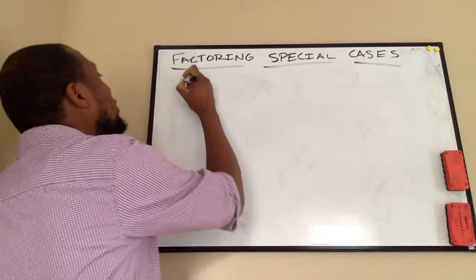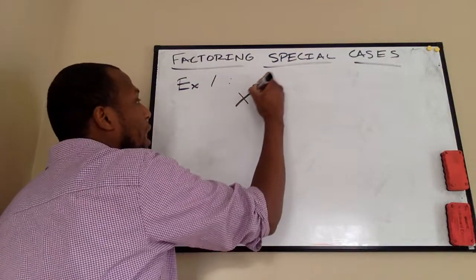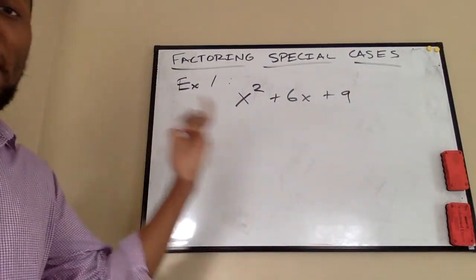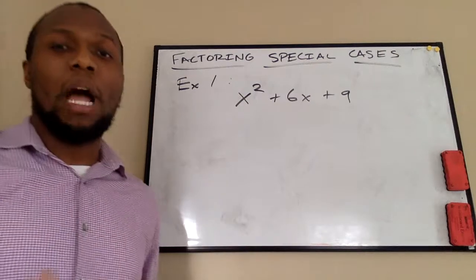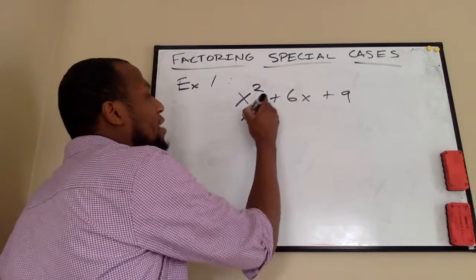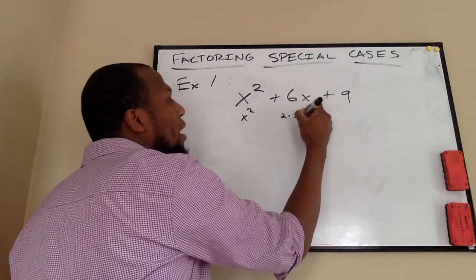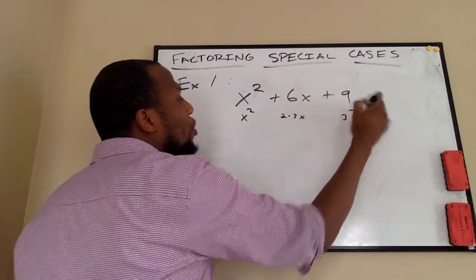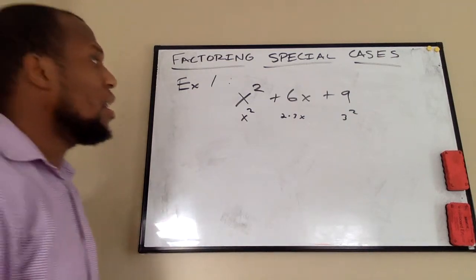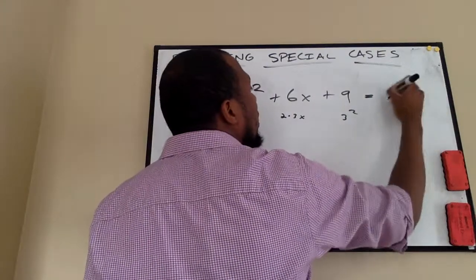Example 1. If we're given the trinomial x squared plus 6x plus 9, and we're asked to factor that, this is actually one of those perfect squares, because we have x that's squared, we have 2 times 3x, and then we have 3 squared on the end. So if you can notice that pattern quickly, then you can easily factor this to just be x plus 3 squared.